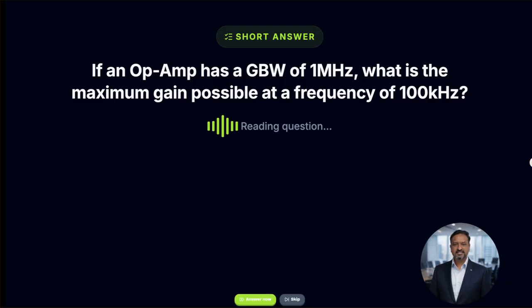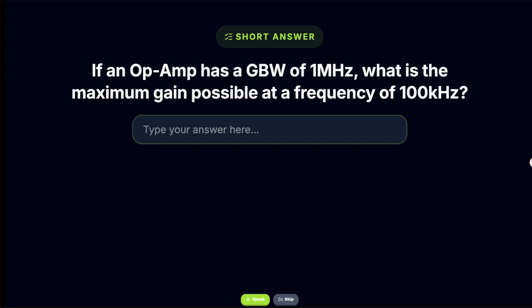If an op-amp has a GBW of 1 MHz, what is the maximum gain possible at a frequency of 100 kHz?